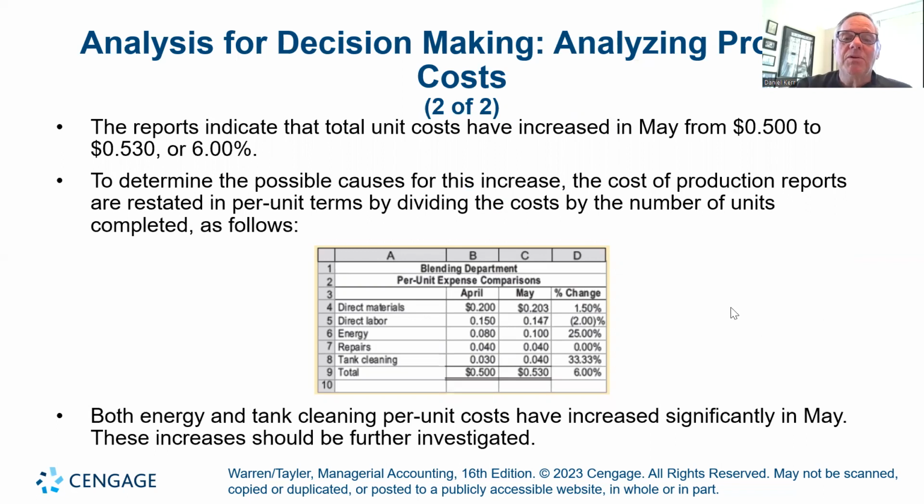To determine that, we're contrasting different months. We're comparing April to May. Here is the total cost, and here is the total cost for May. You can see for April it's 50 cents, and for May it's 53, and you can see the percentage change in all those.